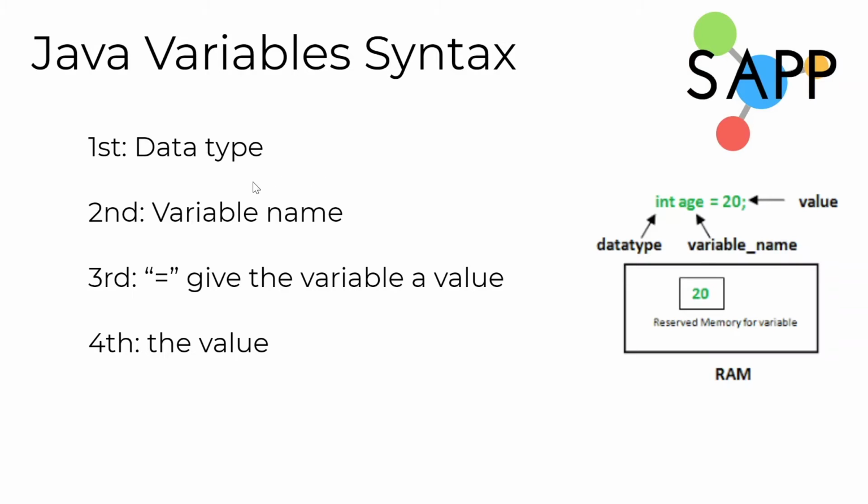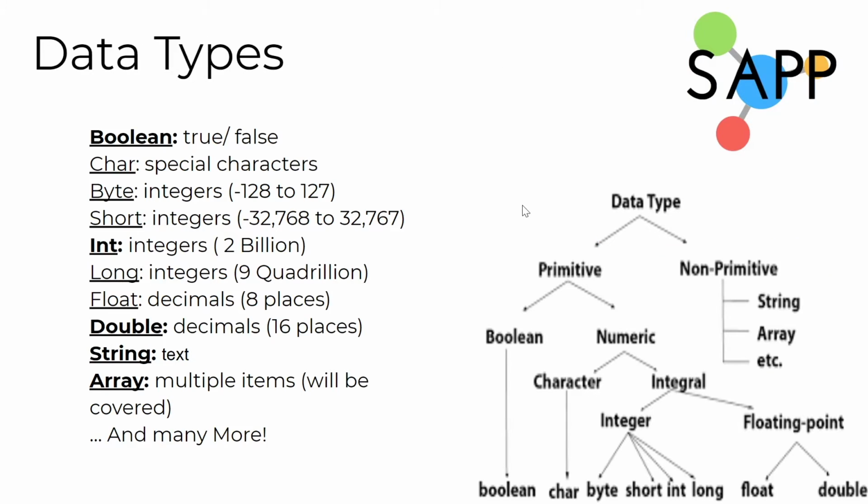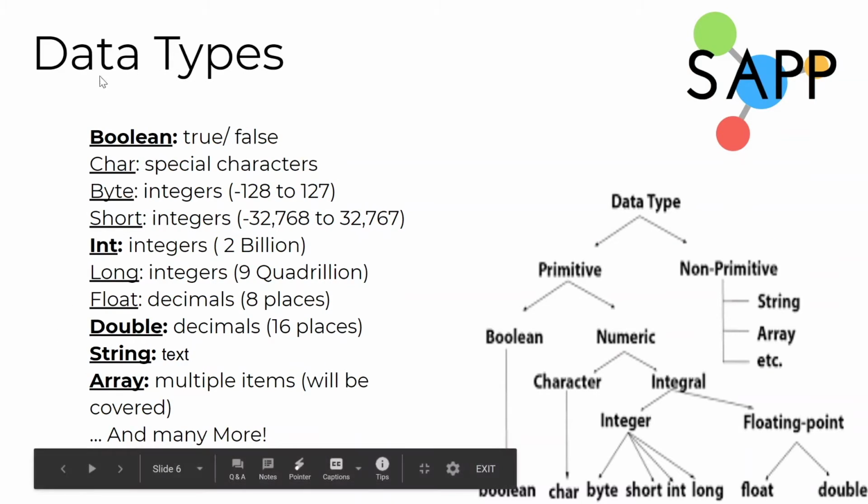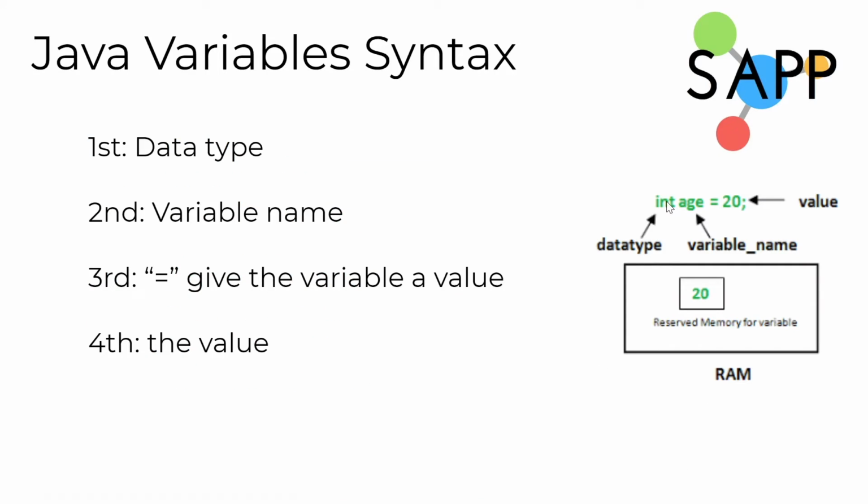So when you're naming your variables, you're going to want to follow a naming convention similar to the one on the right over here. The first thing that comes up is the data type. If we look at the previous slide, we have all our different data types. You're going to want to pick one. So let's say int, for example, as it's used in this example. That means it has to be a number.